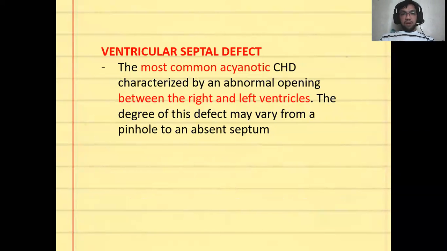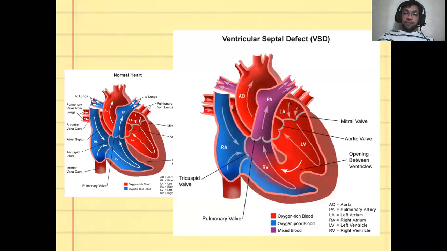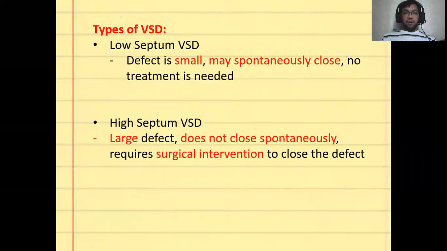Now let's talk about ventricular septal defect first. It's the most common CHD that we have under the acyanotic CHDs, and it's characterized by an abnormal opening between the right and left ventricles. And the degree of this defect may vary from a pinhole to an absent septum. So as you can see here from this illustration, between the ventricles, there is an abnormal opening. This is the normal one, but the abnormal has an abnormal opening. It varies in size from one patient to another.